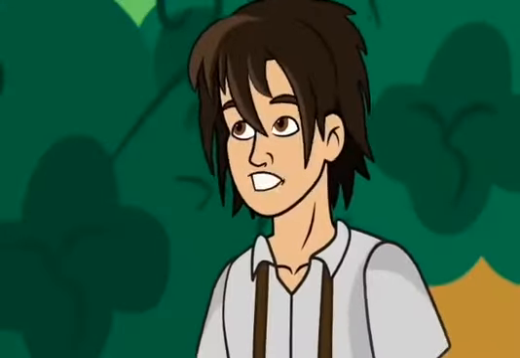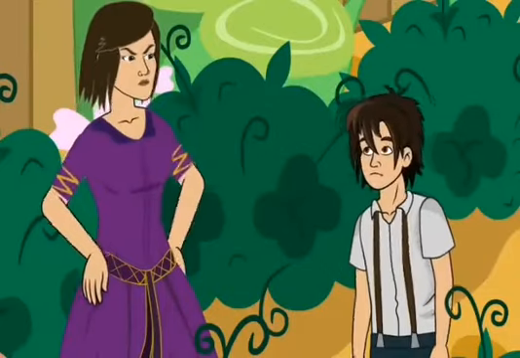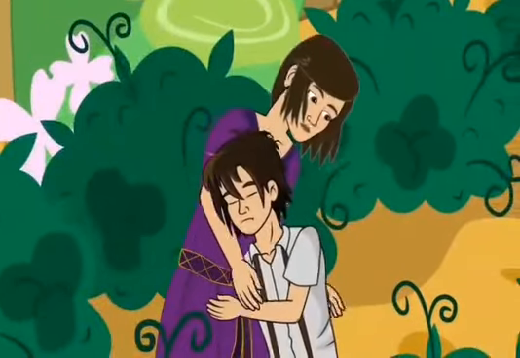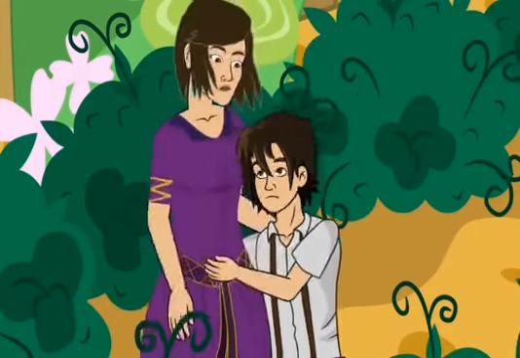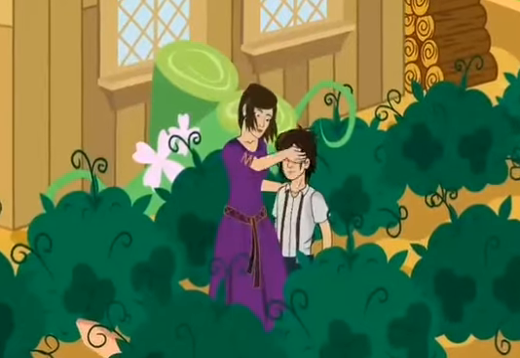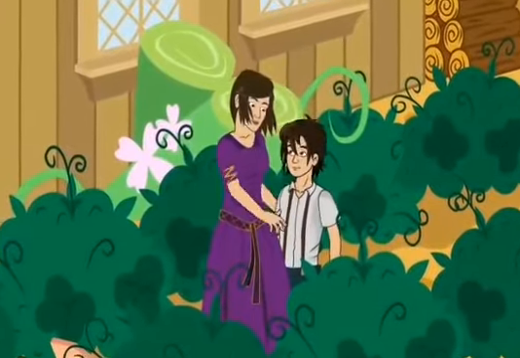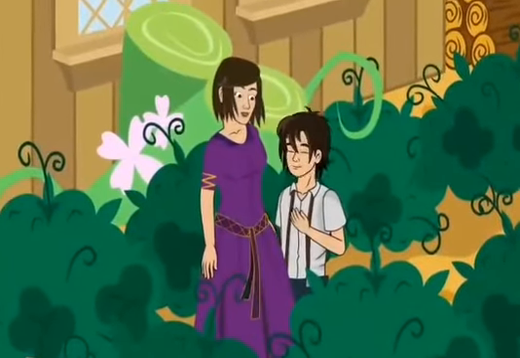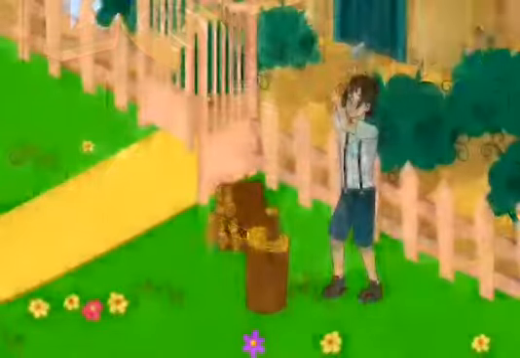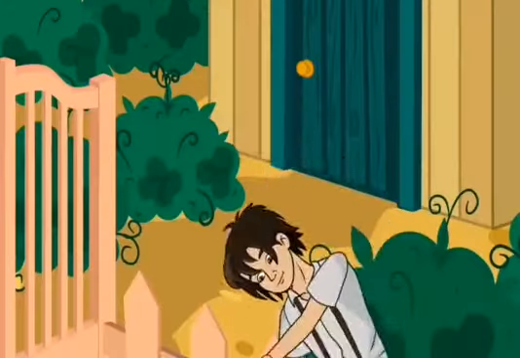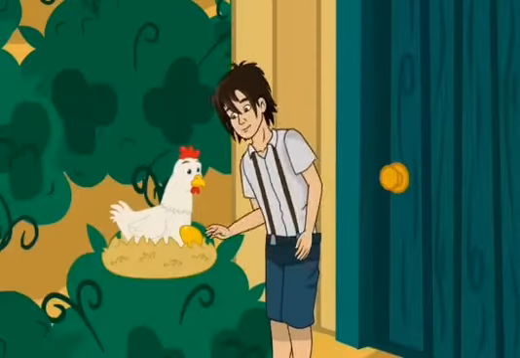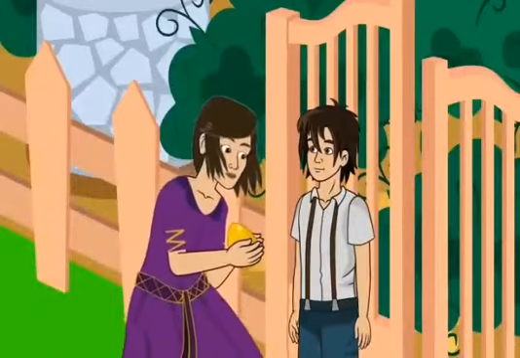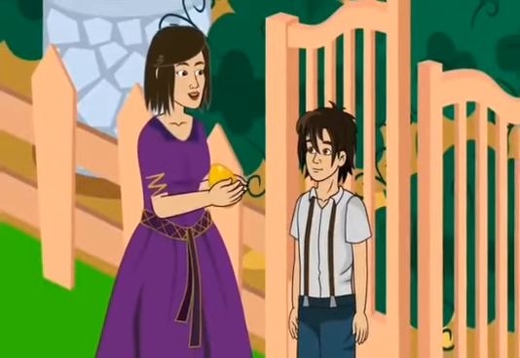Oh, good, we're safe. They were safe, all right, but Jack was very regretful of all the things he had done. He almost lost his life because of his greed. He promised his mother that he would never ever steal from anyone again and that he would work really hard from now on. From that day on, Jack and his mother were never poor again. Yes, they did have the golden egg-laying chicken to help, but Jack also never stopped working ever again.